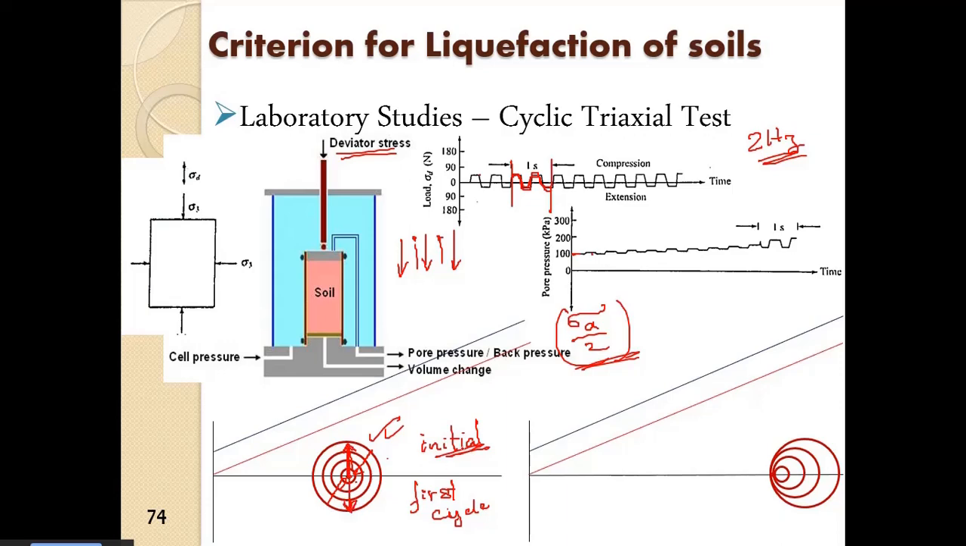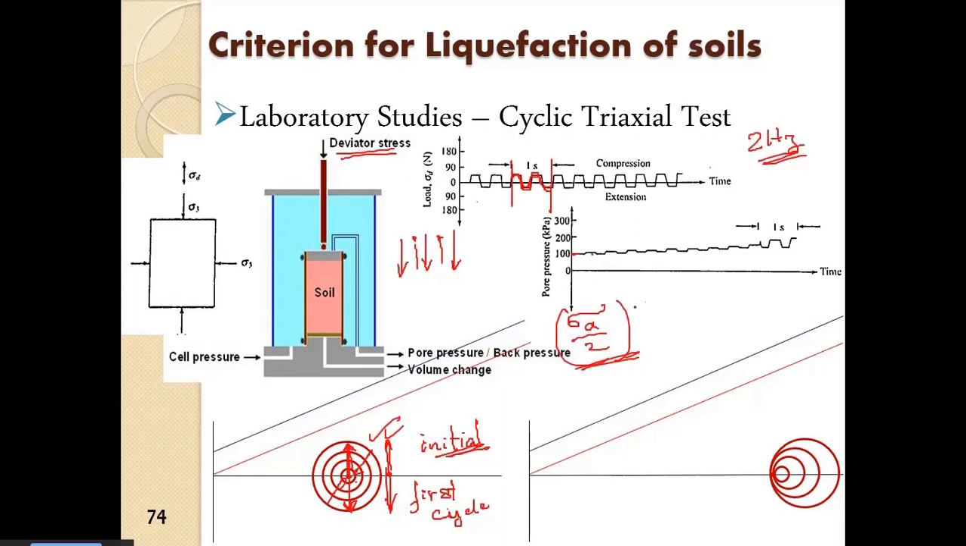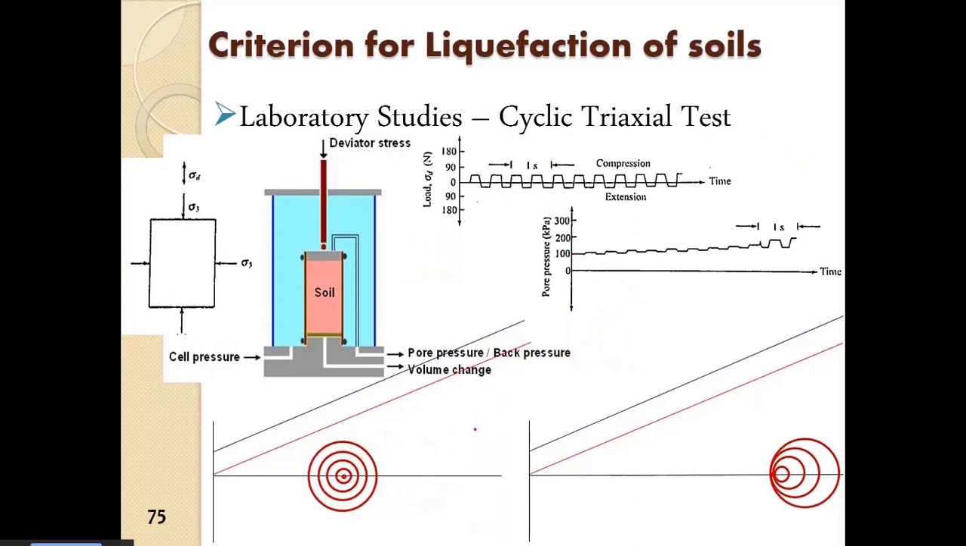Now with each cycle, so this increment coming to the same point, again going down, or a change in direction, that is one cycle. So with increase in cycles, we can see that the effective stress Mohr circle will now start sliding towards the left.